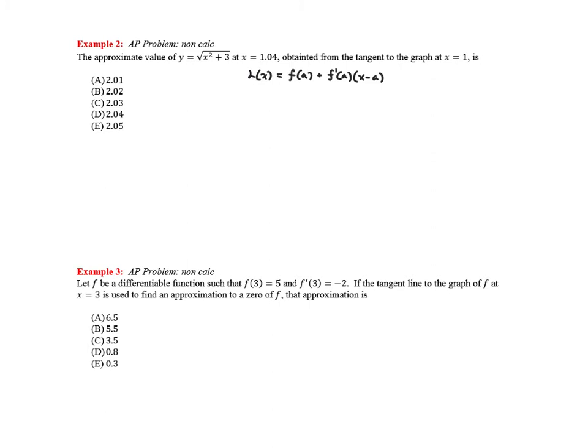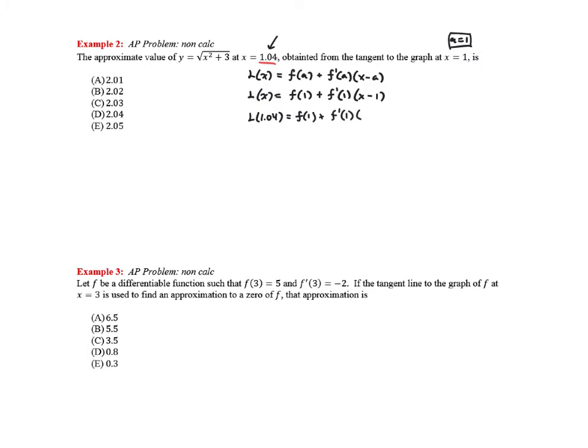So a is going to equal 1, because that's the value that's easy to calculate. I'm not trying to approximate f of 1. I already know f of 1. So L of x will be equal to f at 1 plus f prime at 1 times x minus 1. Now, what is our x value? Well, our x value that we're trying to approximate is 1.04. So our goal here is to find an approximation using the tangent line, that's what L is going to mean, of L of 1.04.